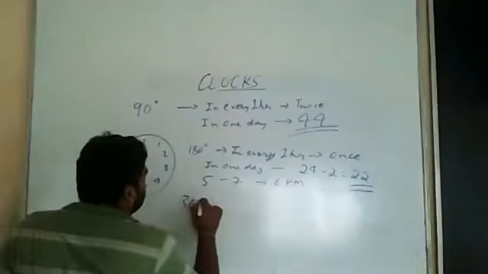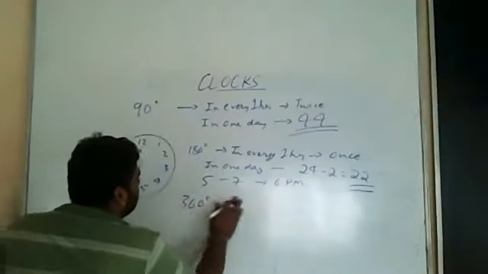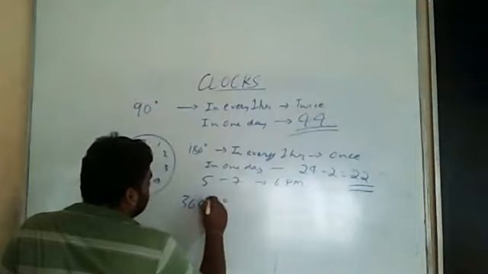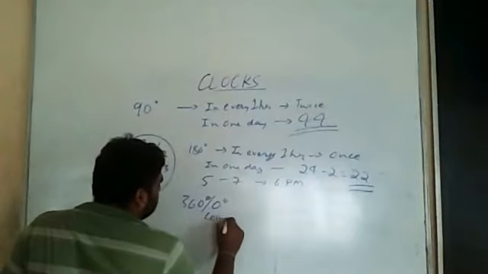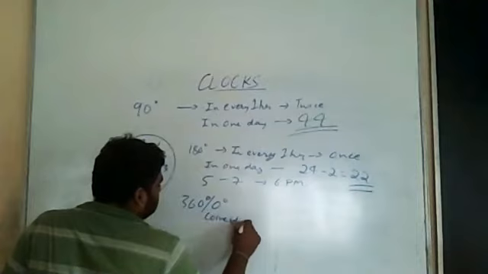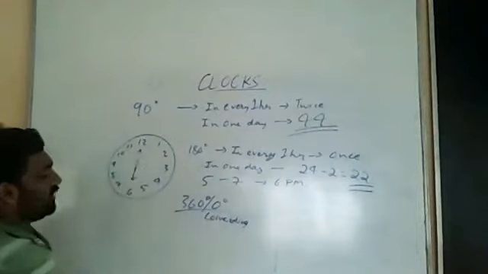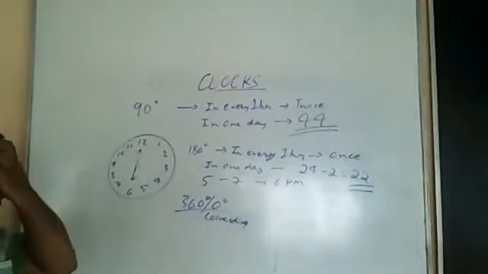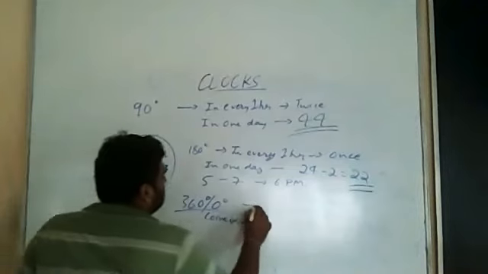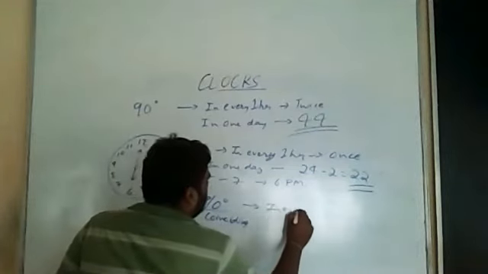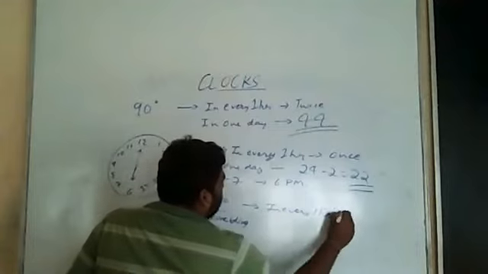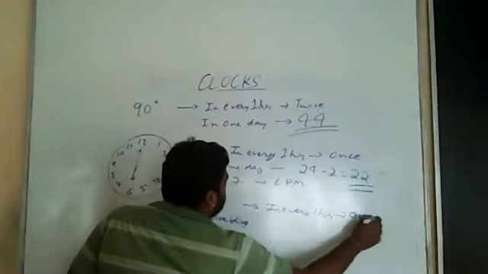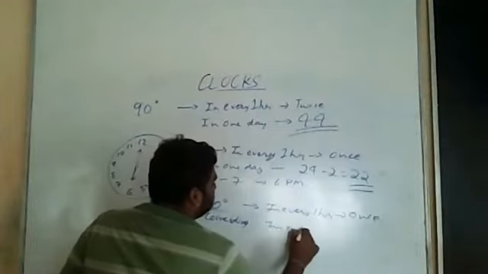Yes, sir. Then 360 degrees. How much is this? Or 0 degrees? 360 degrees or 0 degrees, 0 degrees means coinciding. This is also called coinciding. How many times does this happen? In every 1 hour, it happens once. So in one day, how many?